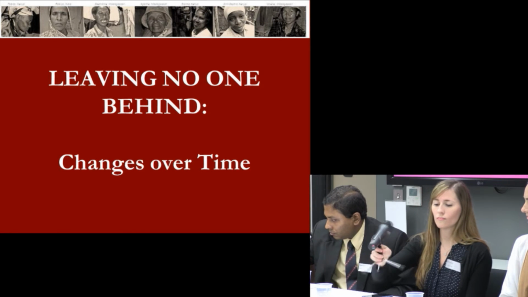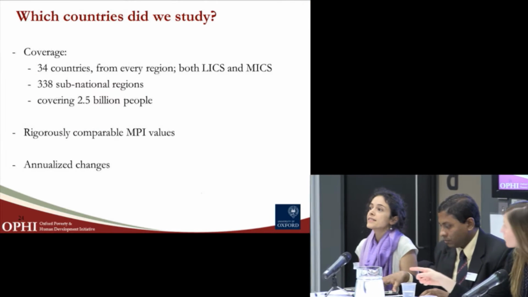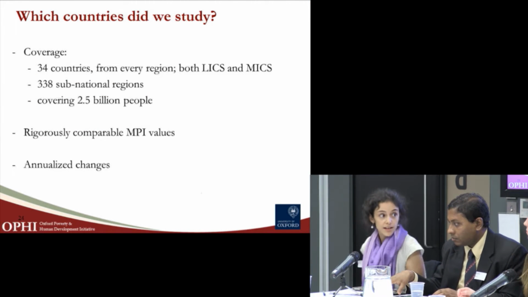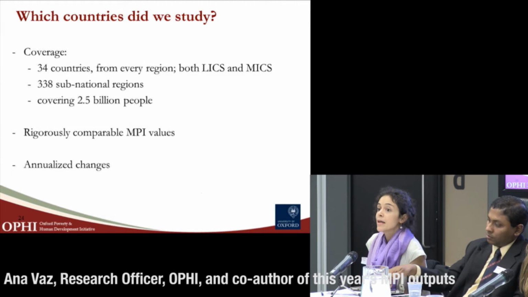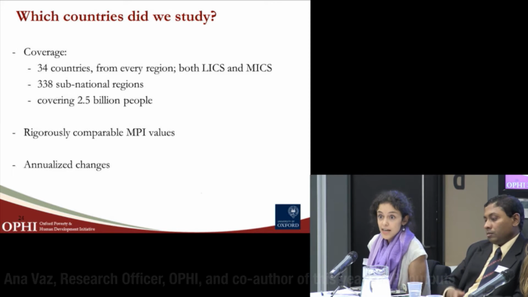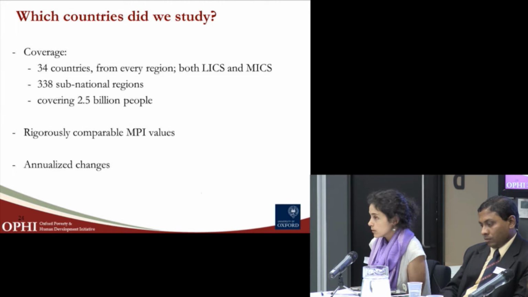Now I'm going to talk a little bit about changes over time. This study covers 34 countries from every region, from low-income countries and middle-income countries, 338 subnational regions covering 202.5 million people, billion. The global MPI is estimated every year with the maximum information available.